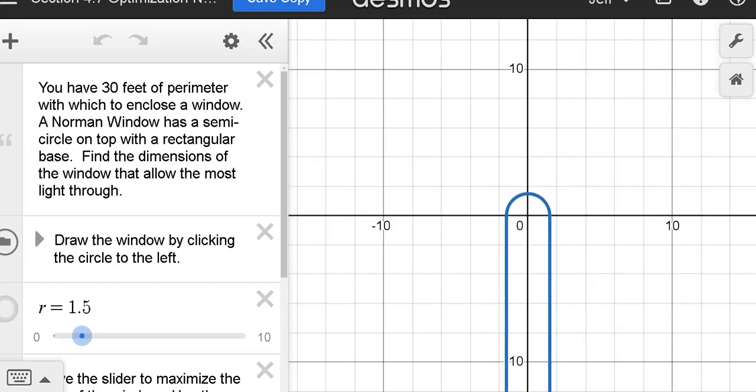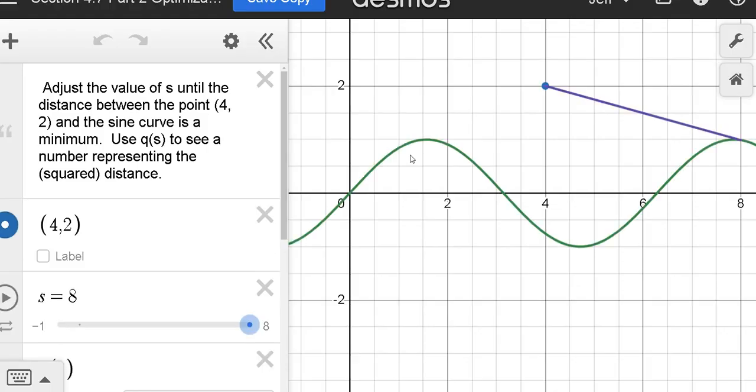Station, no, where is it? I just don't have that one opened. Distance. Distance to function. There we go.